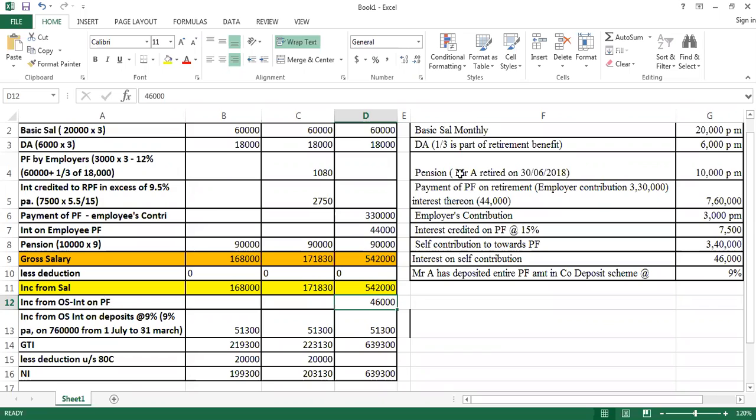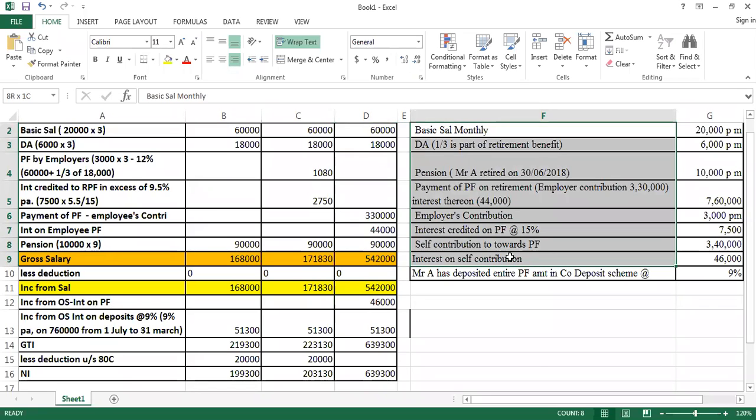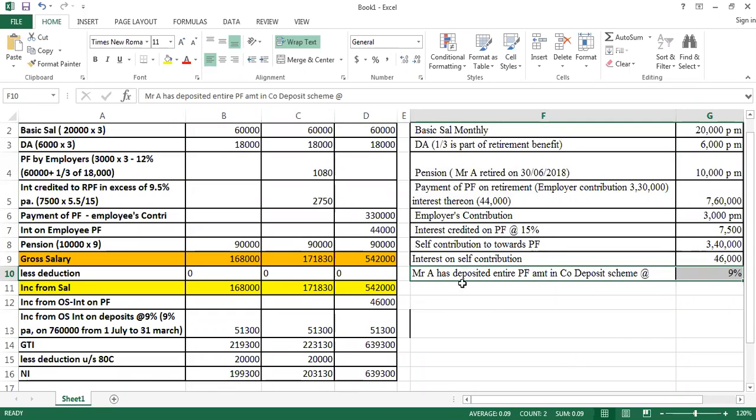So we have taken all these points into consideration. The only thing remaining is the last point here. Mr. A has deposited the entire PF amount in a company deposit scheme at 9%. How much PF did he receive? He totally received 7,60,000. Out of the 7,60,000, this person has deposited at 9%.